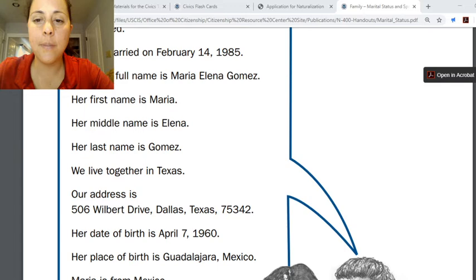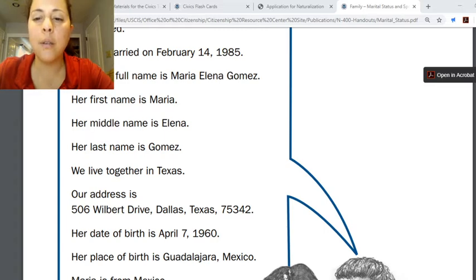What is your spouse's first name? What is your spouse's middle name? What is your spouse's last name? What is your spouse's full name? Okay, first, middle, last.